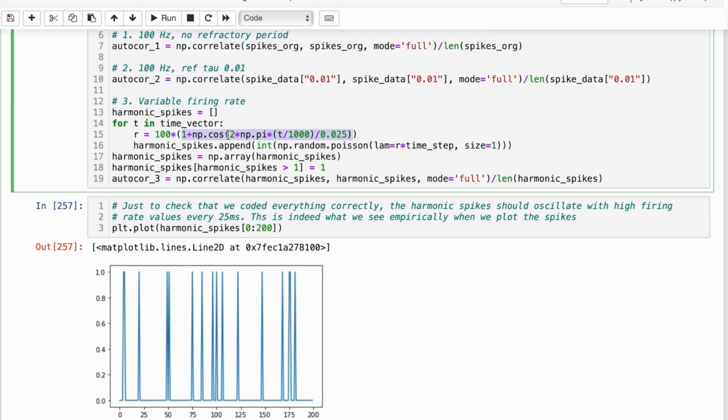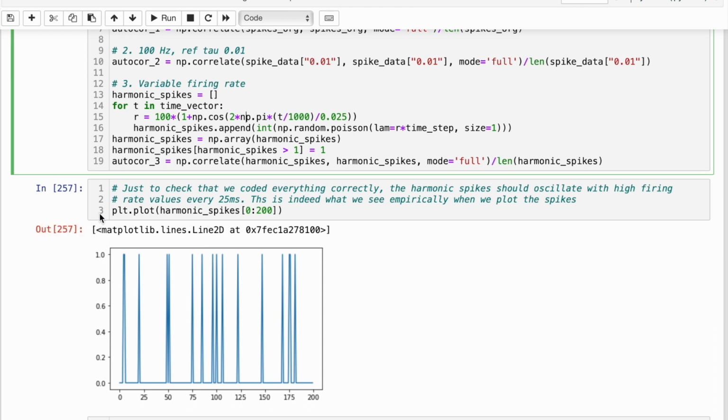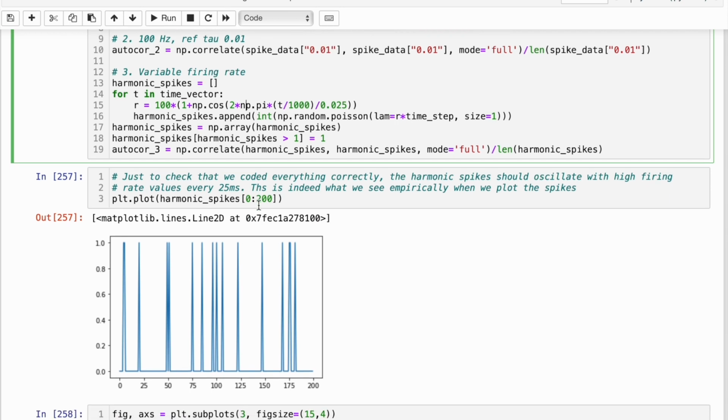The thing that actually varies over time in a sinusoidal, or cosine, way is the firing rate. So it goes up and then it goes down, but that doesn't necessarily mean that the spikes only appear here and never appear here. It's more of a probabilistic thing. There's a much higher likelihood that spikes will appear when the firing rate increases, and a much lower likelihood when the firing rate decreases.